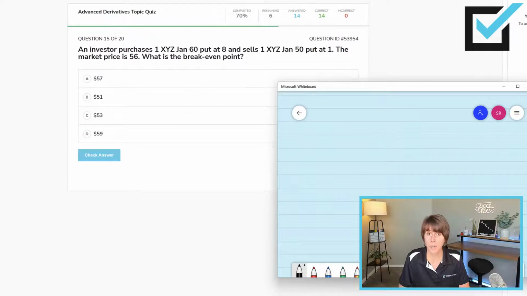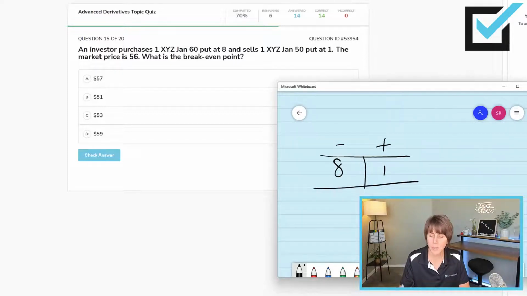An investor purchases one XYZ January 60 put at 8. So bought the option at 8 and sells one XYZ January 50 put at 1. So out 8, in 1, we're at a -7. This is a put spread.